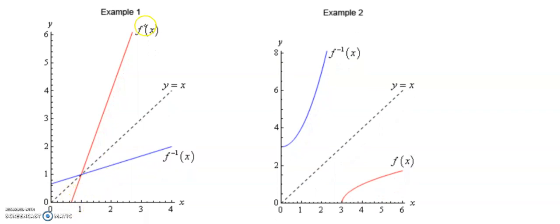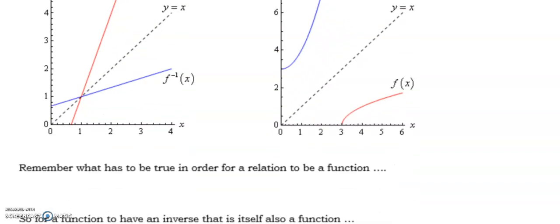So in this case, the red is our original function and the blue is our inverse function. And they have reflected over the line y equals x. Both of these are functions because they pass the vertical line test. In this case, we have a function, looks like this was a square root graph, okay? We reflect it over the line y equals x, and we get this new inverse, which is also a function because it passes the vertical line test.